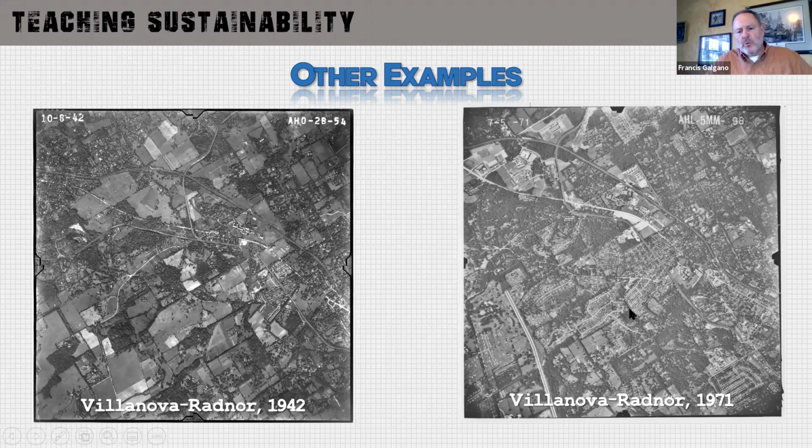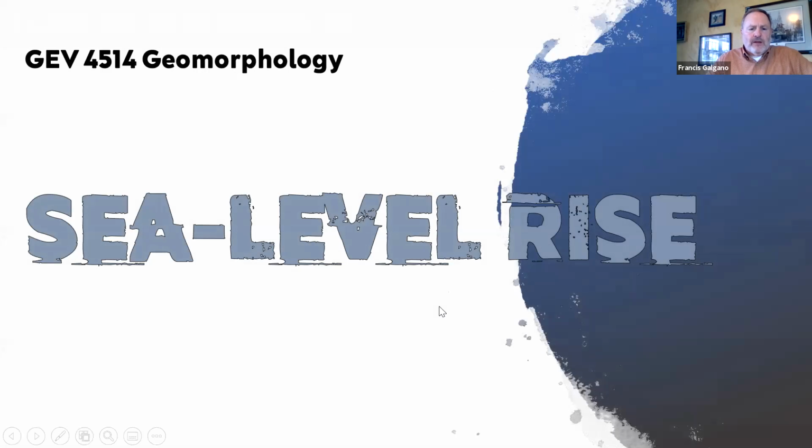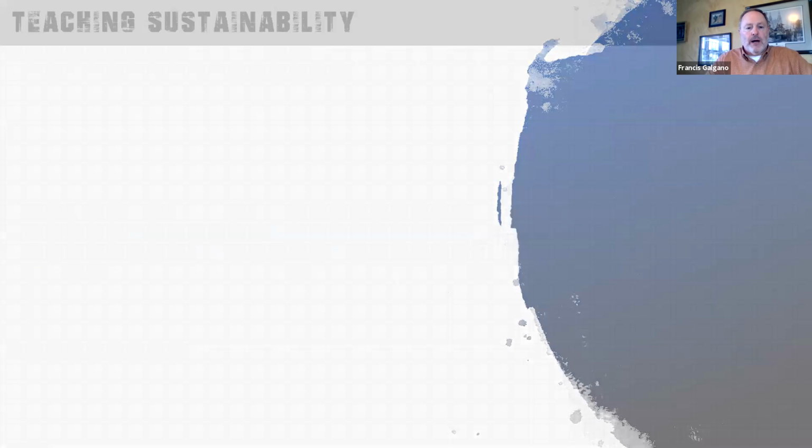And I asked them some questions about sustainable development and land use they can get from that. So that's another example that I use in class. The second one is in geomorphology, and the example here is sea level rise.